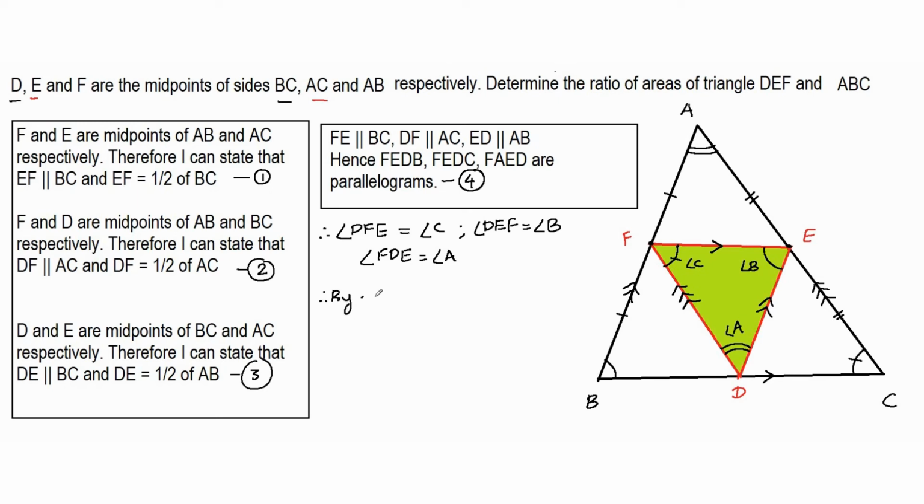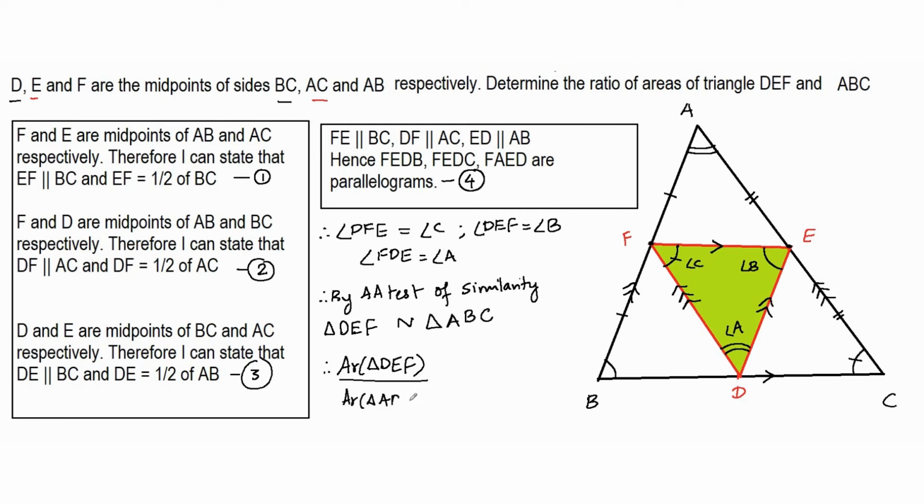And therefore, by the AA test of similarity, I can say that triangle DEF is similar to triangle, so D corresponds to A, E corresponds to B, and then I have C. So triangle DEF is similar to triangle ABC, and therefore area of triangle DEF divided by area of triangle ABC is equal to DE upon AB the whole square, right? DE upon AB the whole square.